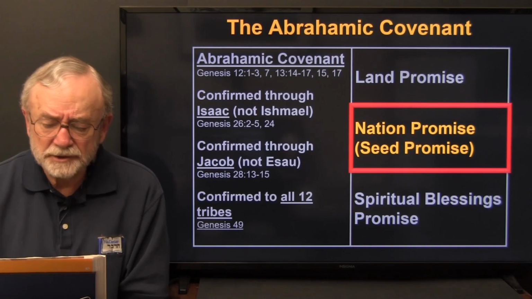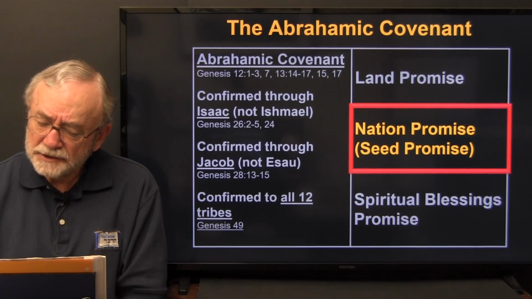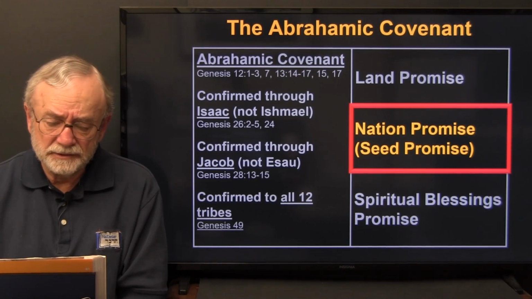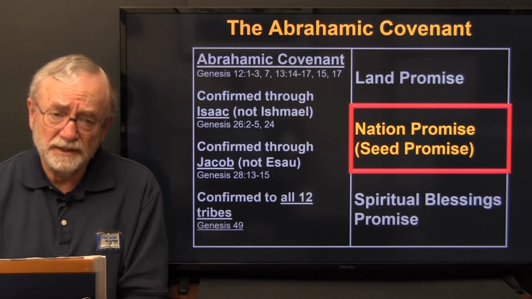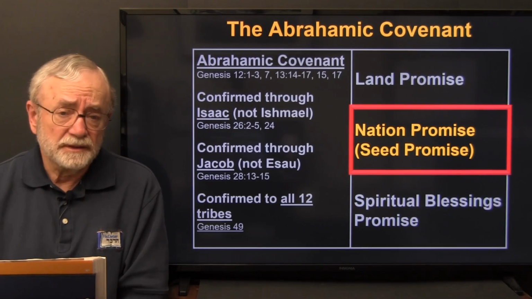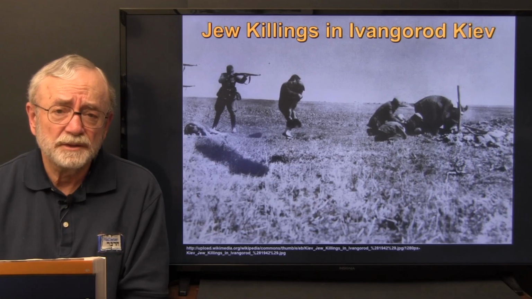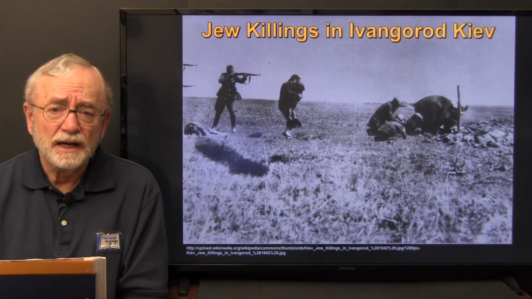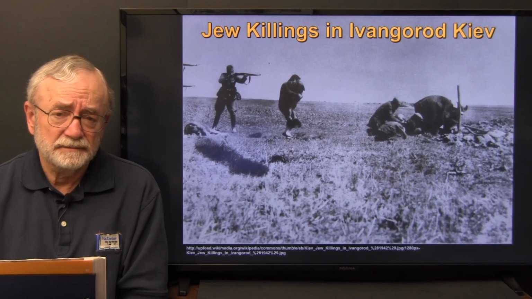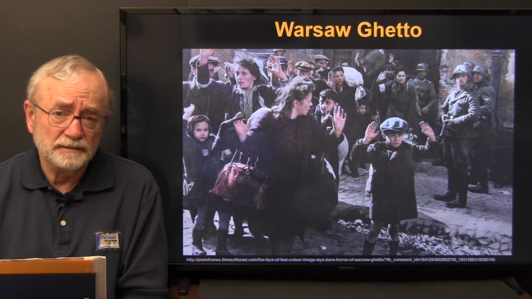All right, at this point I'm going to show you four famous pictures from the Holocaust. I'm not intending to shock anyone with these pictures. These are not the worst pictures available, believe me. But if you're Jewish, you grow up with this stuff. Here is a very well-known picture of Jewish killings in Ivangorod, Kiev, gunning down Jewish families in cold blood. And of course, the Warsaw Ghetto.